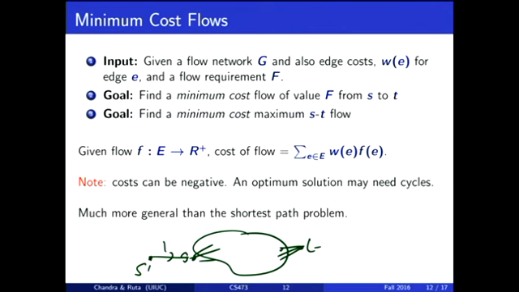But each of those paths is at least the shortest path, right? So together I'm paying at least the length of the shortest path in the cost of the flow. So minimum cost flow of one unit from S to T is exactly the length of the shortest path from S to T. Does it make sense? Yes, no?